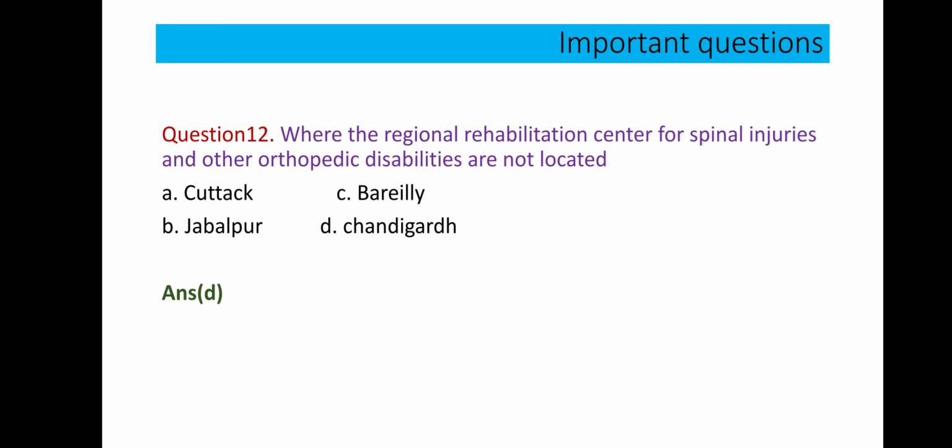Question number 12. Where the Regional Rehabilitation Center for Spinal Injuries and Other Orthopedic Disabilities are not located. So read the question carefully, not located. Here option D is correct. So there are 4 regional rehabilitation centers, and first 3 options are correct, A, B and C. D is incorrect because the 4th center is located at Mohali. So instead of Chandigarh, the 4th center is Mohali. So option D is correct here. So this is not a center location.